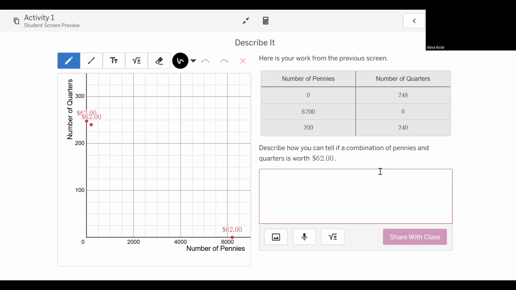Okay, so in a second here, a multiple choice problem will pop up. You'll have four different combinations. Only one of them will be $62. And then tell me how you can figure out that that one is $62.